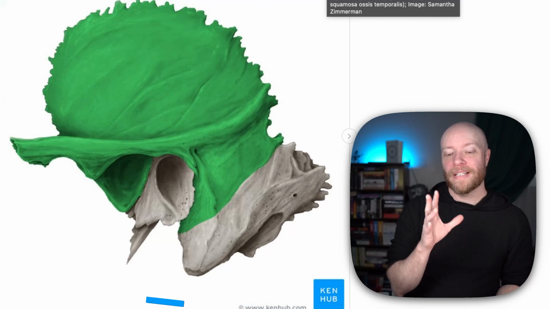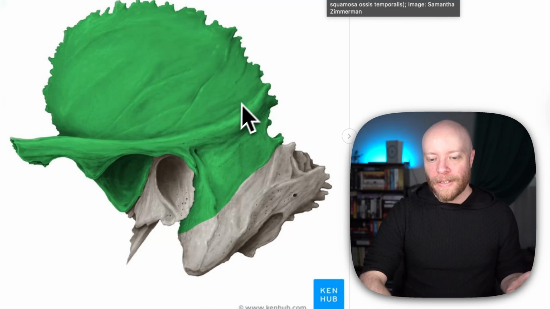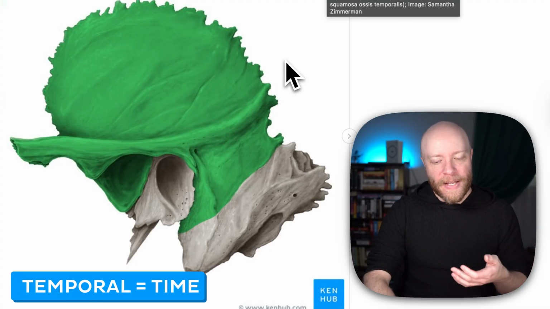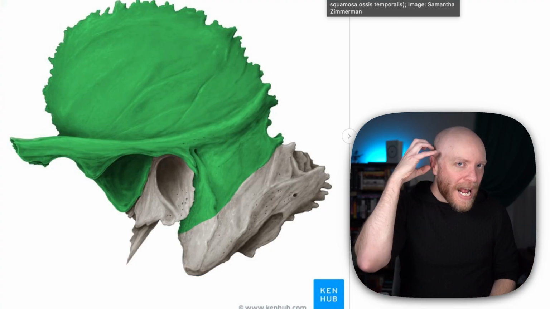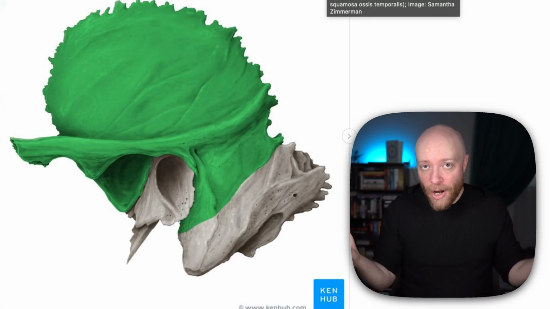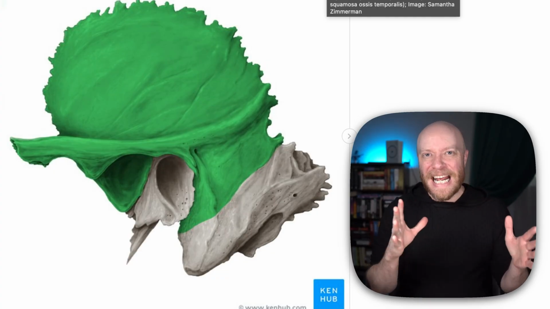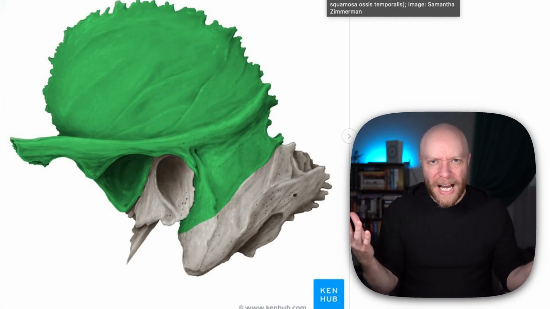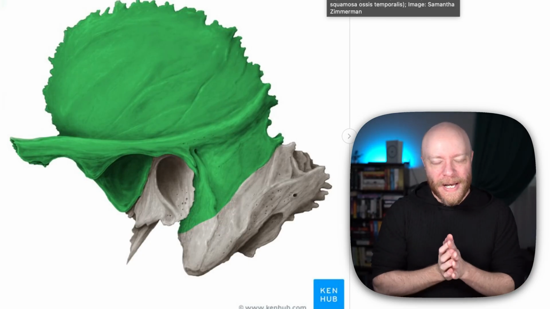This right here is the temporal bone. And it's probably not going to surprise you to know that temporal is in relation to time. That's because early anatomists realized that hair started to gray right in this area first, or at least that was a very common spot for it to gray first. And so they decided to name this bone of time, or relating to time, which is a really fascinating way to name a structure.